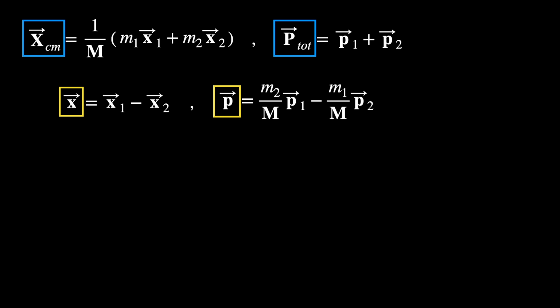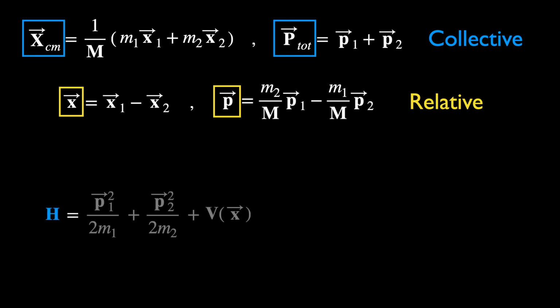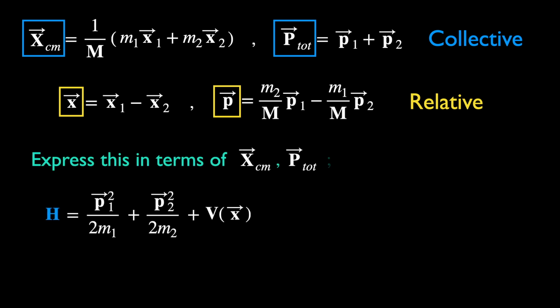So we now have a new set of variables describing both the collective motion and the internal relative motion within an interacting two-particle system. Let's express the Hamiltonian in terms of these variables. Notice that we do not have to do anything with the potential V, since it is already a function of the relative position. We turn to the kinetic energies.